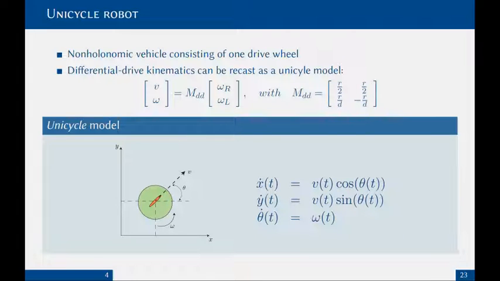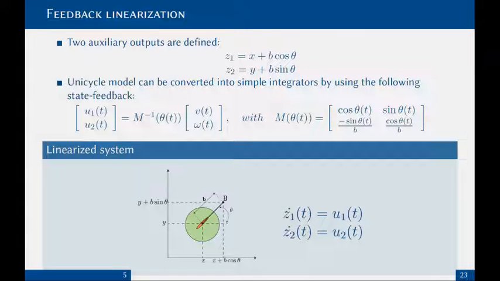A unicycle robot is also a non-holonomic vehicle, but it consists of a single drive wheel. In this case, the inputs of the system are the linear and angular velocities of the robot, v and omega. By resorting to an affine transformation, it is possible to recast differential drive inputs into the unicycle ones. This transformation depends on the geometrical parameters of the robot, such as the radius of the wheels and the length of the wheels' axis. To obtain a linear model of the robot, we resort to the feedback linearization technique.